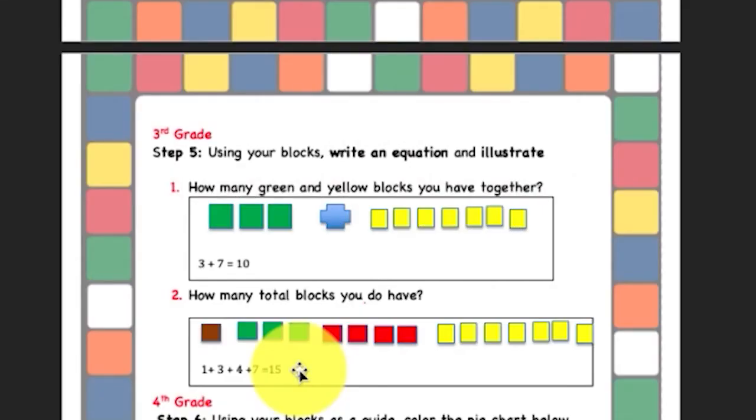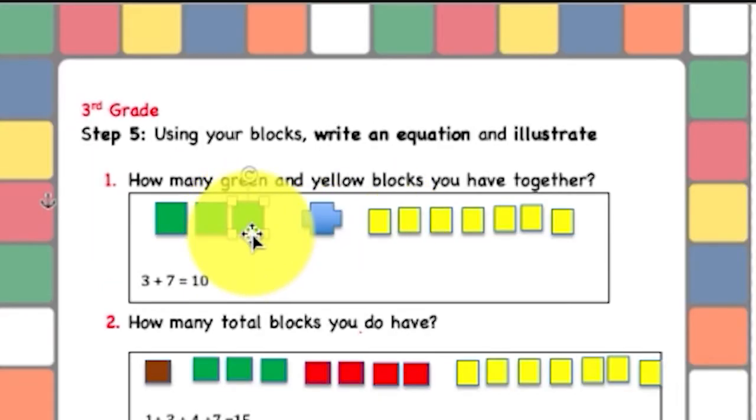Is how many green and yellow blocks do you have all together? Now I'm going ahead and put my blocks in here. I just have some squares. The students will draw theirs. 3 plus 7 is 10.